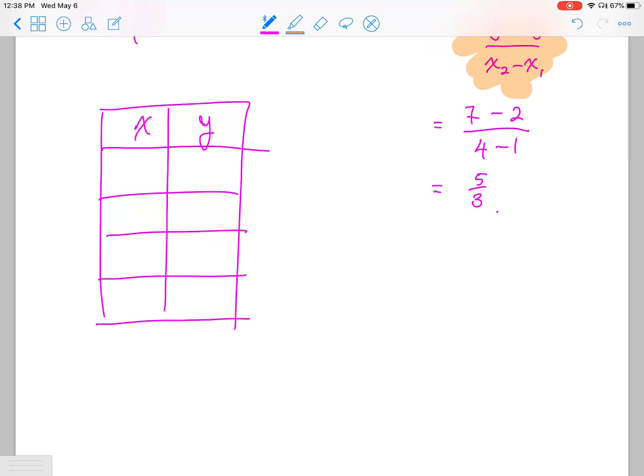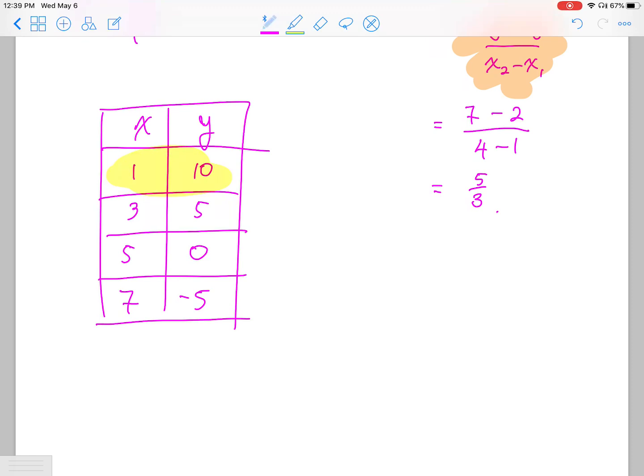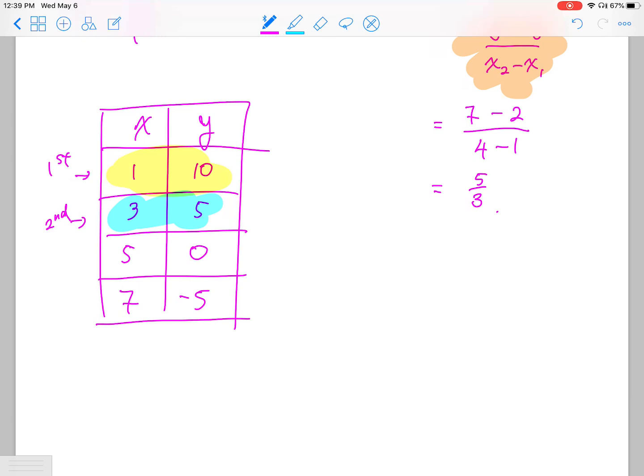So let's say I put x values 1, 3, 5, 7, and y values 10, 5, 0, negative 5, okay? Now you're going to ask, which two are we choosing? Remember, each row is a point. I can say this is my first point, this blue one is my second point, and so on. Or I can even choose a first point and a second point of my choice. It's completely up to you as long as you choose two rows, because each row represents a point, right?